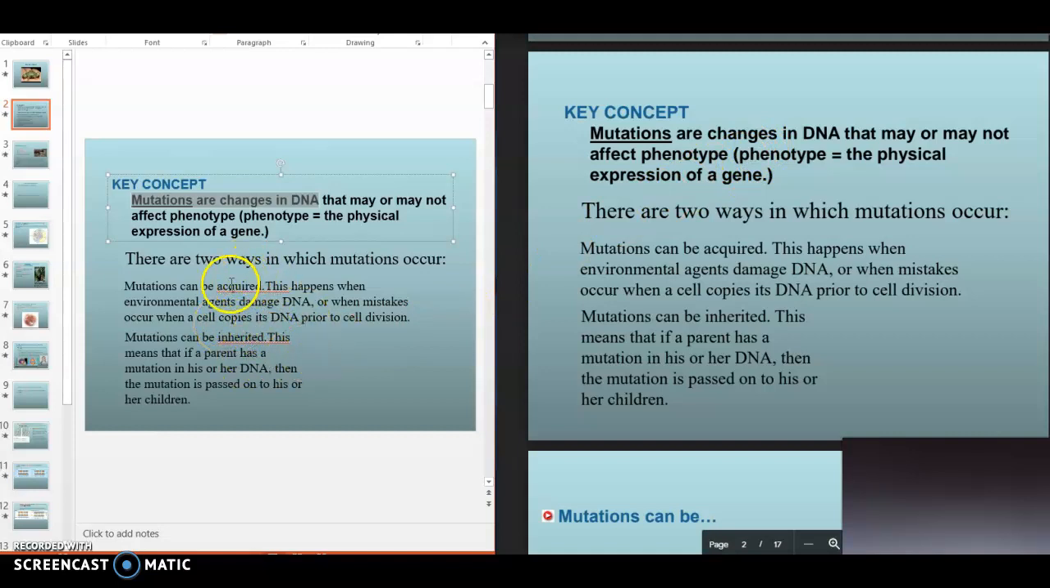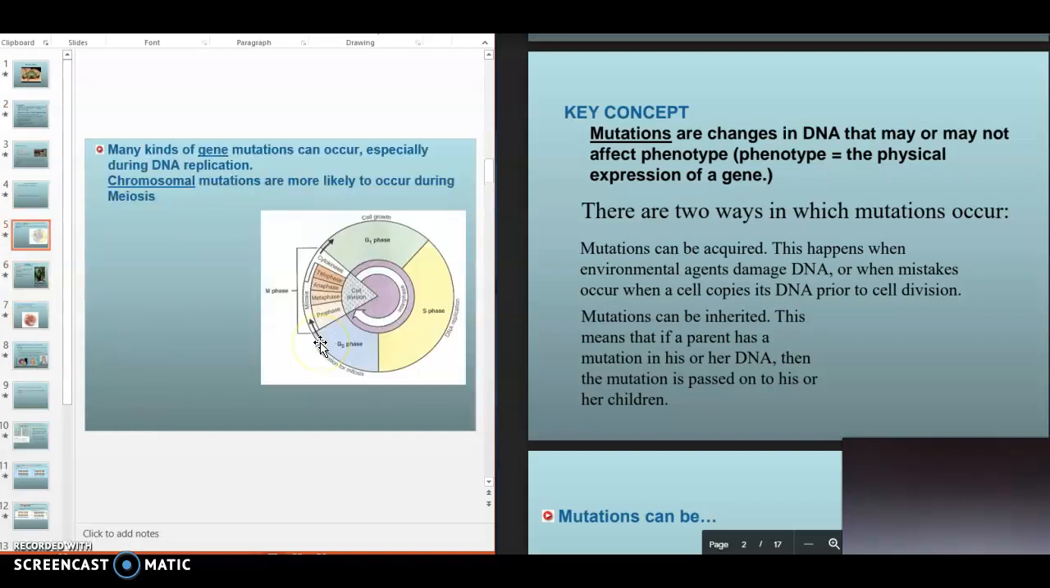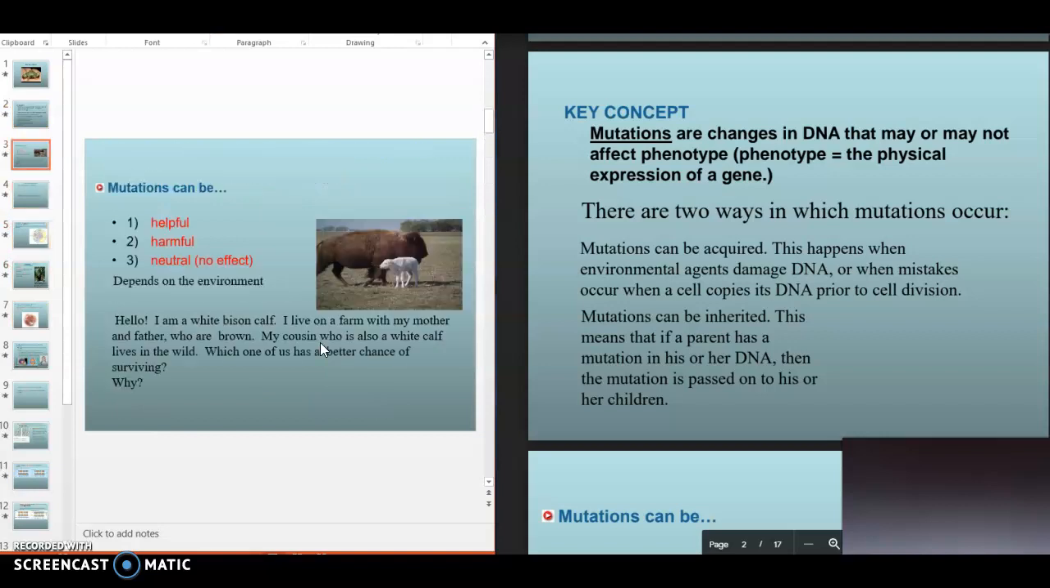You may want to go back and also underline or put a box around mutations can be acquired and mutations can be inherited. Okay. Whoops, wow, that thing went crazy.